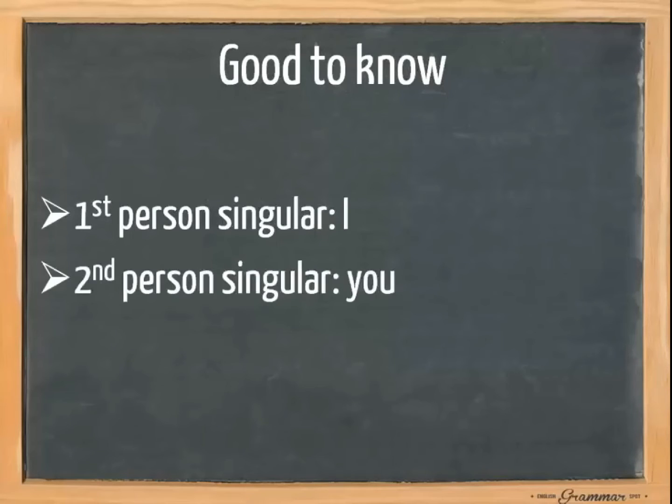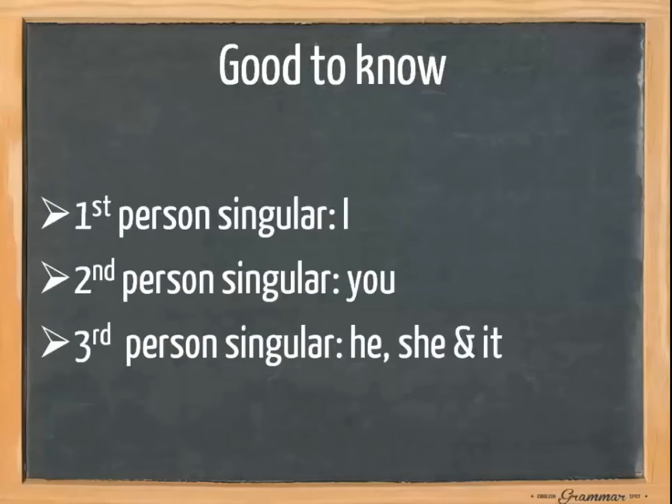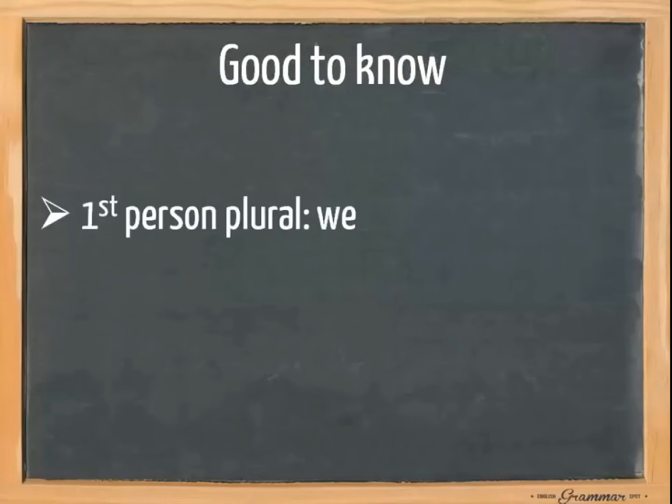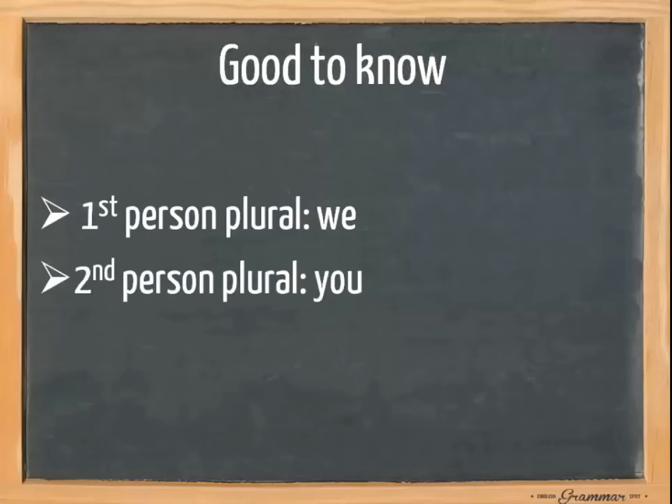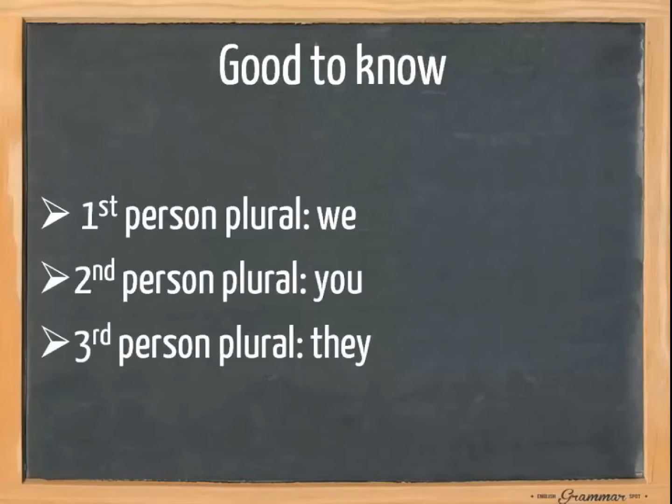When I say second person singular, I mean you. And when I say third person singular, I mean he, she, and it. When I say first person plural, I mean we. When I say second person plural, I mean you. And when I say third person plural, I mean they. Now let's get started.